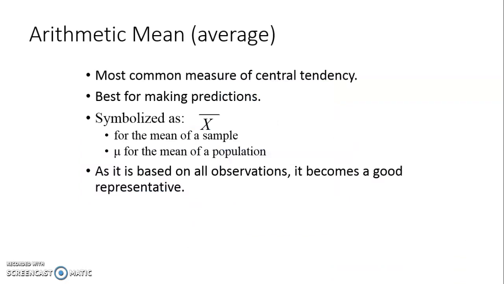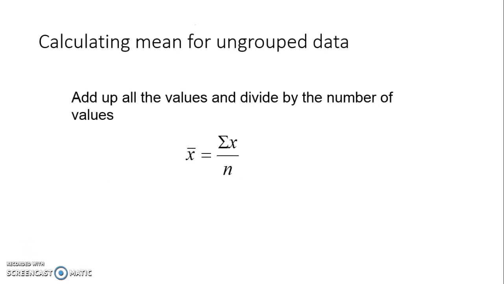Arithmetic mean, or the normal mean, or the average, as we call it. It is the most common measure of central tendency. It is the best for making predictions. X bar is symbolized as the mean of a sample and mu is used as the symbol for the mean of a population. As arithmetic mean is based on all observations, it becomes a very good representative.